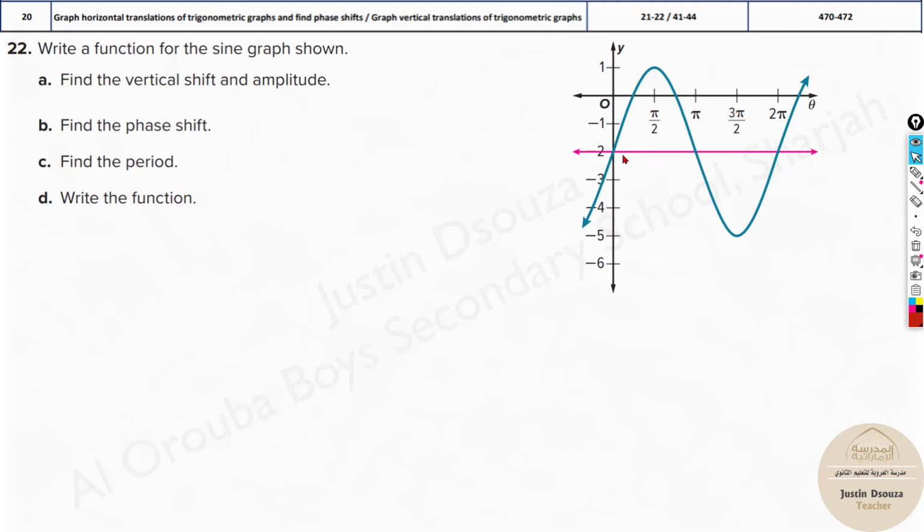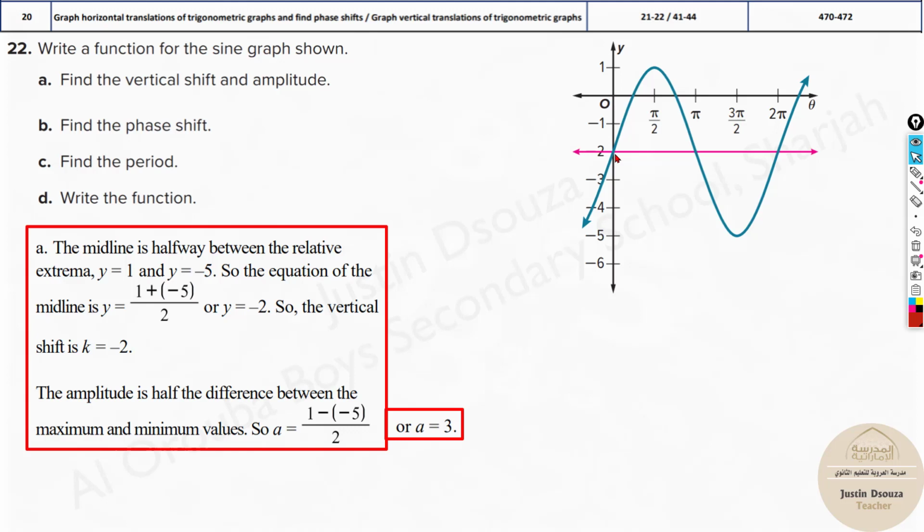I'll just walk through this. Here, the midline is already given. What is the midline? It's 2. So here, k value, sorry, minus 2. It's downwards, right? Minus 2. But you need to do what? You need to take the average of the maximum and the minimum point. Maximum is 1, minimum is minus 5 here. So add them and divide by 2. What about the amplitude? Amplitude over here is this thing, but you should subtract it.